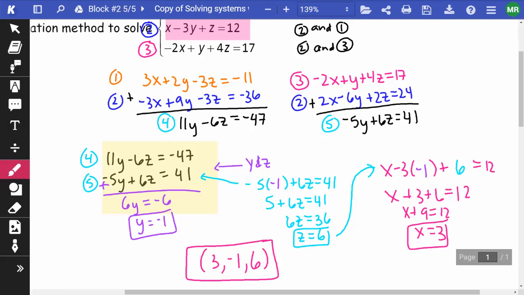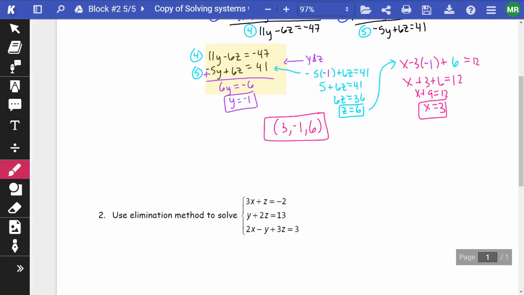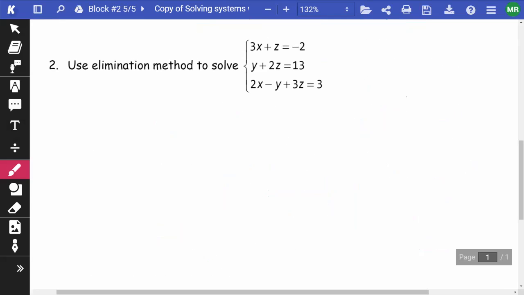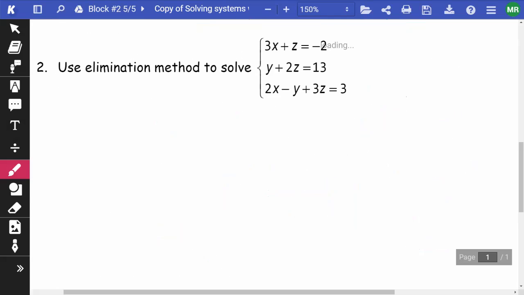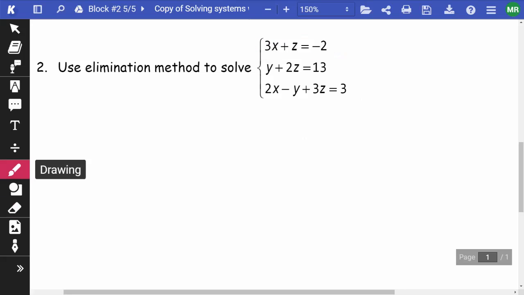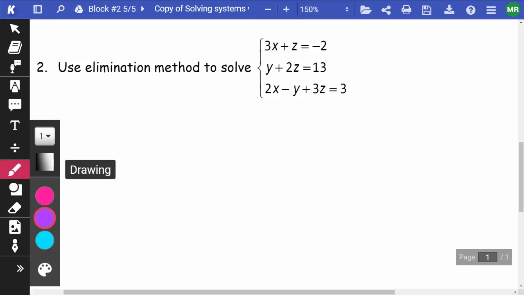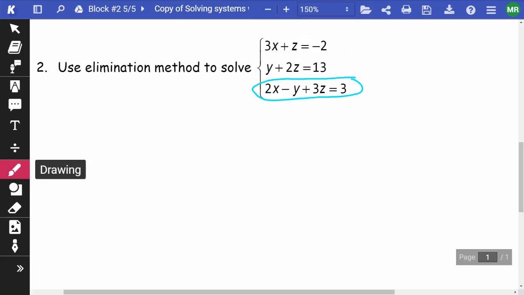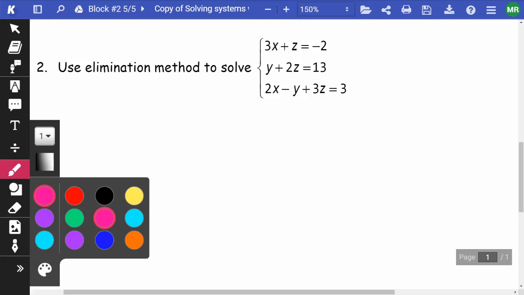So let's take a look at number 2. Okay, so on number 2, we have 2 equations with 2 variables. This one here has an x and a z. This one here has a y and a z. And the last one has all 3 of them. So I am going to either keep equation 1 or equation 2. So let me just number them. I'll call this one equation 1, this one equation 2, this one equation 3.